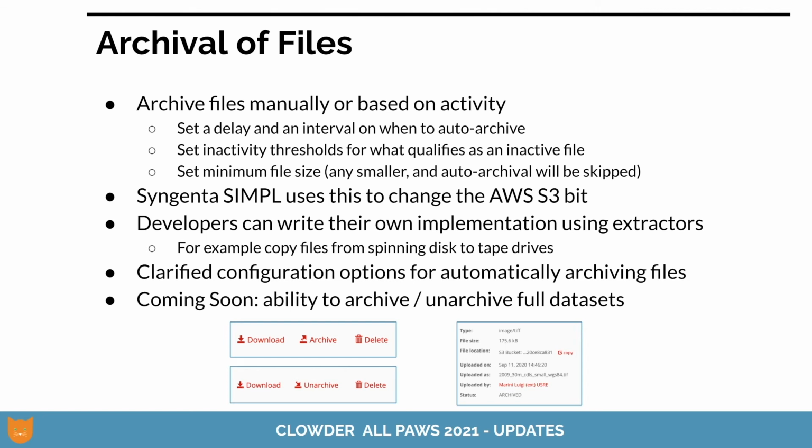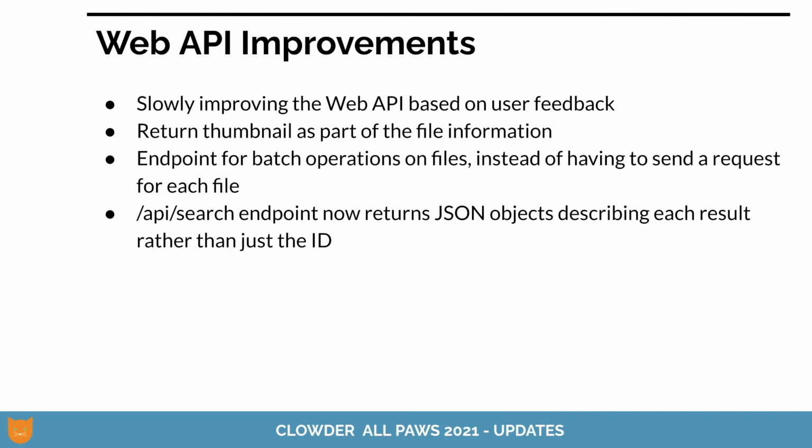And there's the ability of archiving and unarchiving in the UI. Behind the scenes, this extractor does all the magic. If it's archived, you can see the status as archived. The project is also working on the ability of archiving and unarchiving full datasets. There is also some logic that lets you set inactivity thresholds and delay when things get auto-archived. So you can say, if nobody's looking at a file or dataset for a long time, go ahead and archive it. And then when I need it, I could unarchive it.